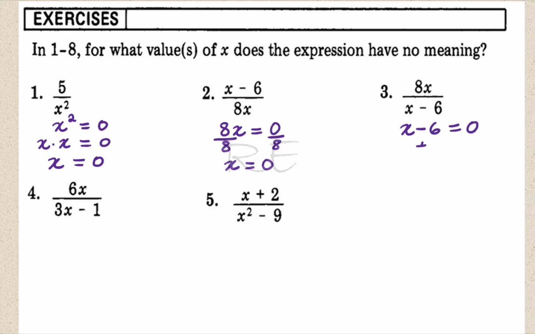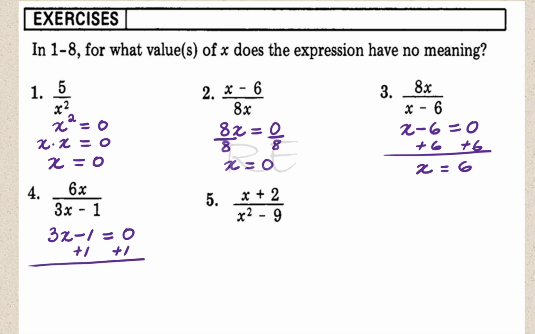X minus 6 equal to 0 for 3. X is equal to 6. We don't have to worry about the numerator. For number 4, 3x minus 1 is equal to 0. When we add 1, 3x is equal to 1. And when we divide, x is equal to 1/3.